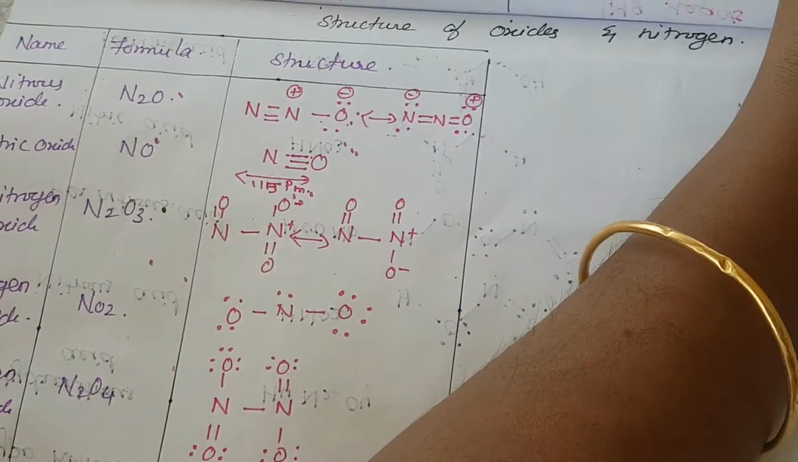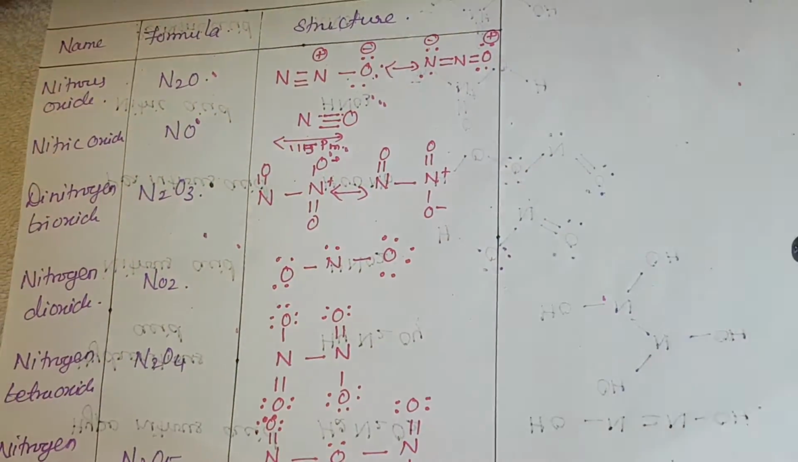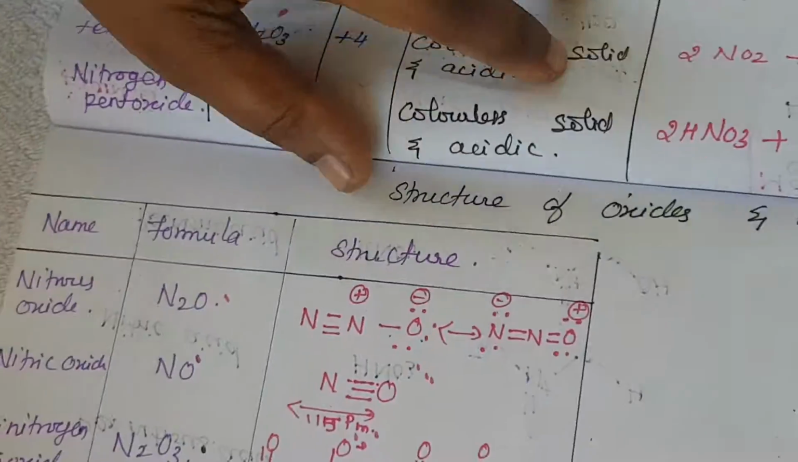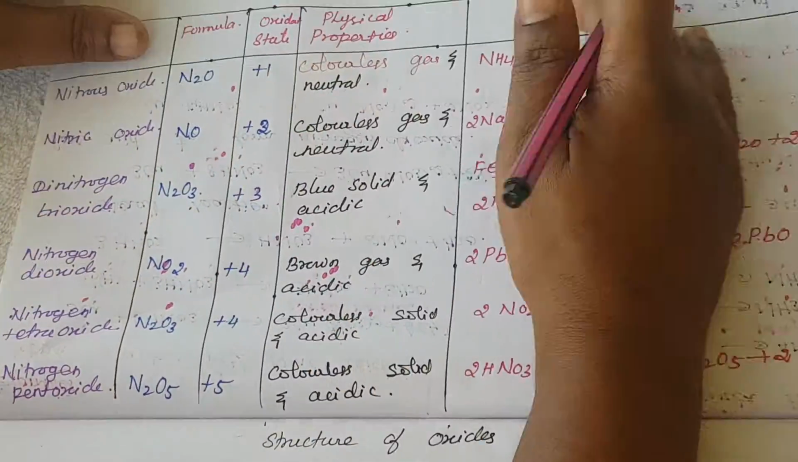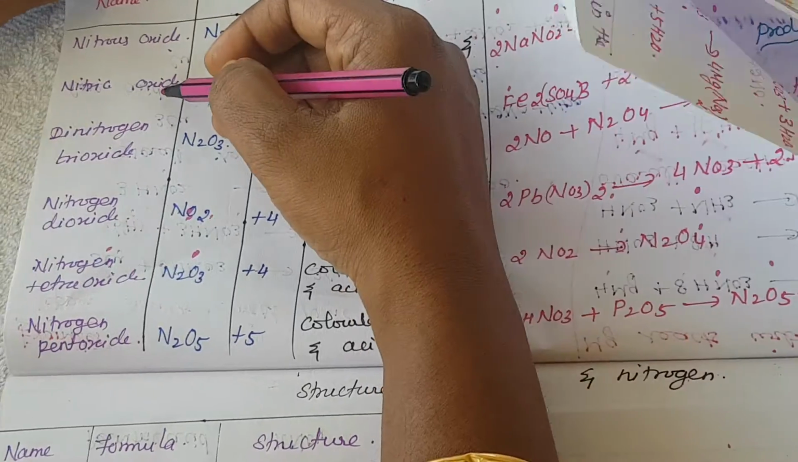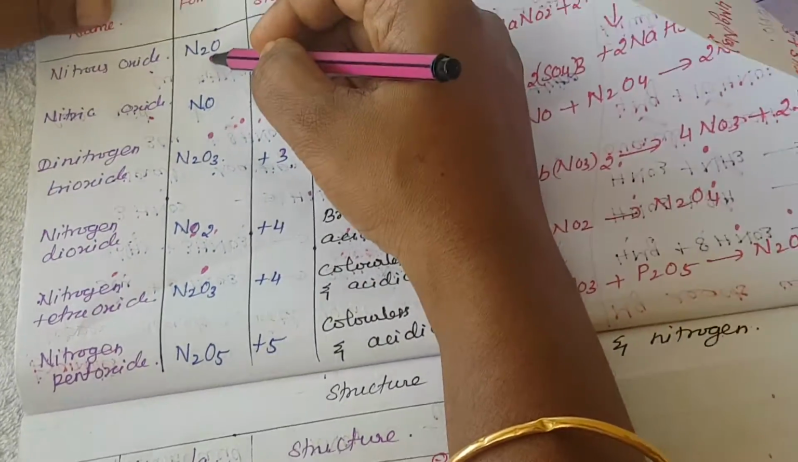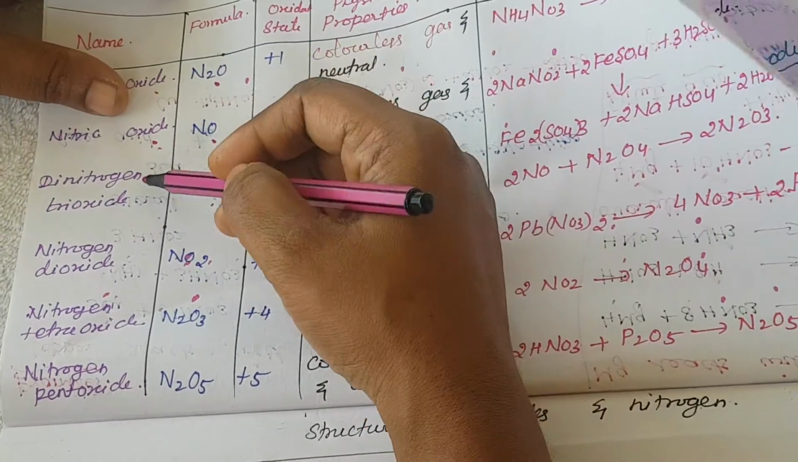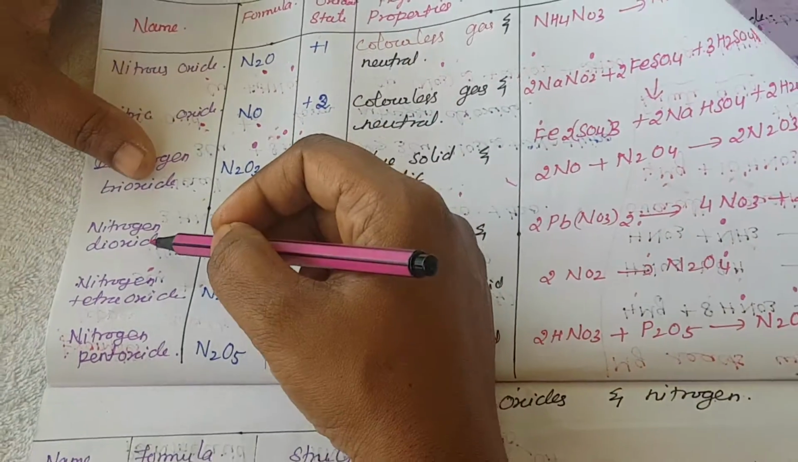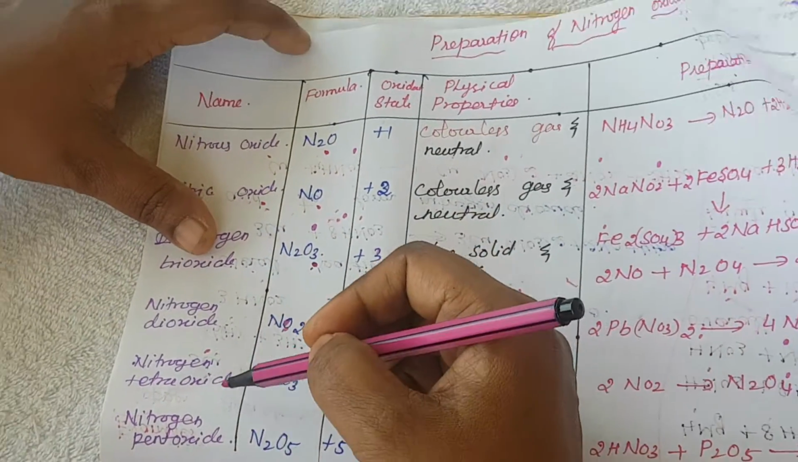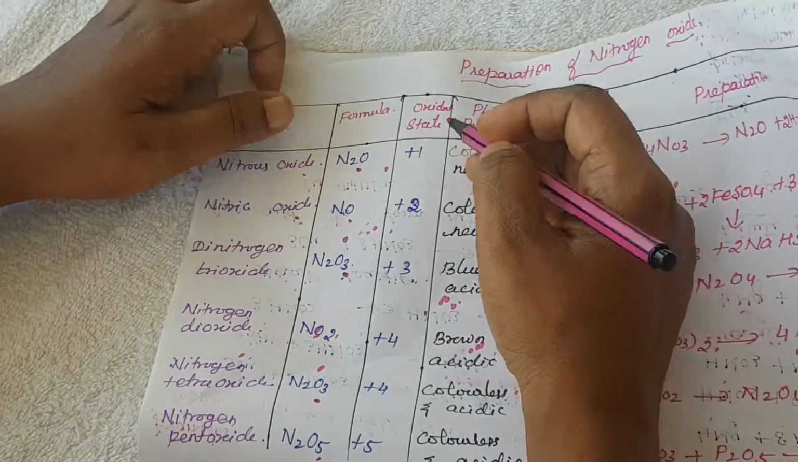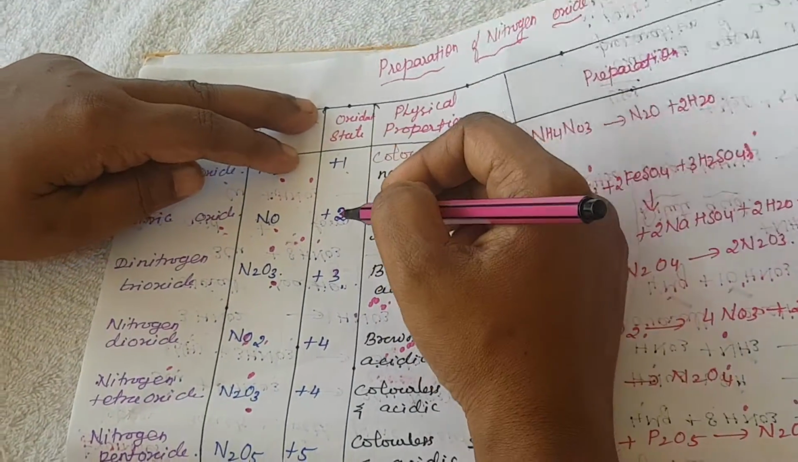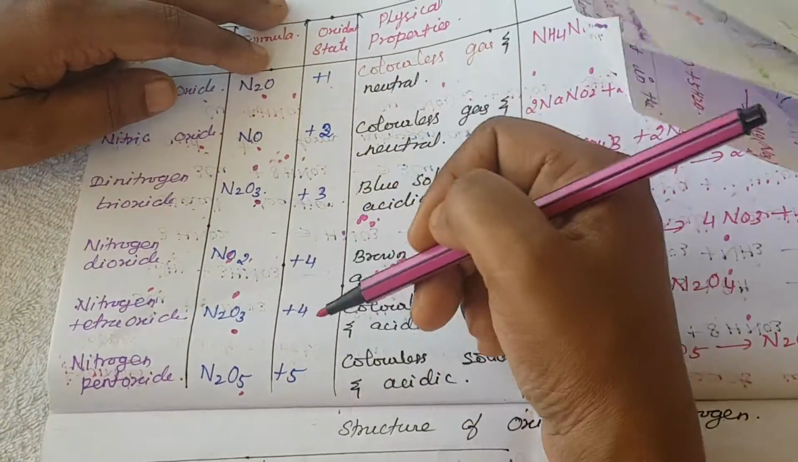So next one is, what is the preparation of nitrogen oxides? How will the nitrogen oxides be prepared? First, the different types of nitrogen oxide: nitrous oxide N2O, nitric oxide NO, dinitrogen trioxide N2O3, nitrogen dioxide NO2, nitrogen tetroxide N2O4, nitrogen pentoxide N2O5. What are the oxidation states? +1, +2, +3, +4, +4, +5.